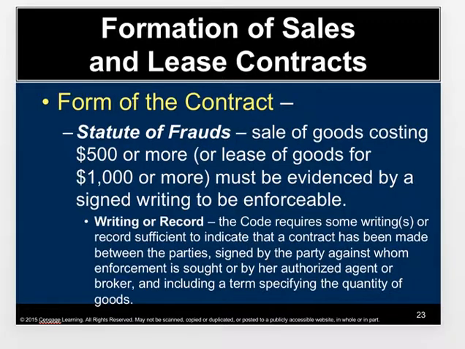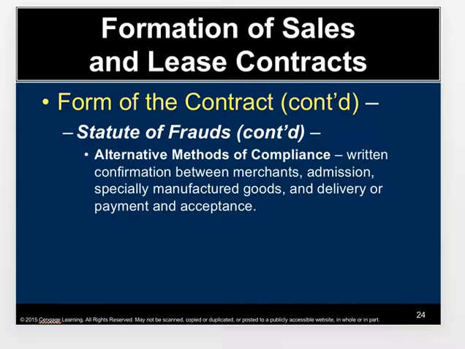And as the name implies, the idea behind all of this is really to prevent fraud and fraudulent transactions in general. Now, there's alternative methods of compliance. And again, this is under the UCC. This whole chapter is under the UCC. So remember, everything that we're talking about here does not necessarily apply to common law contracts, right? This is the exception to the rule. Written confirmation between merchants, admissions, specially manufactured goods, and delivery or payment and acceptance are alternative methods of complying with the statute of frauds.